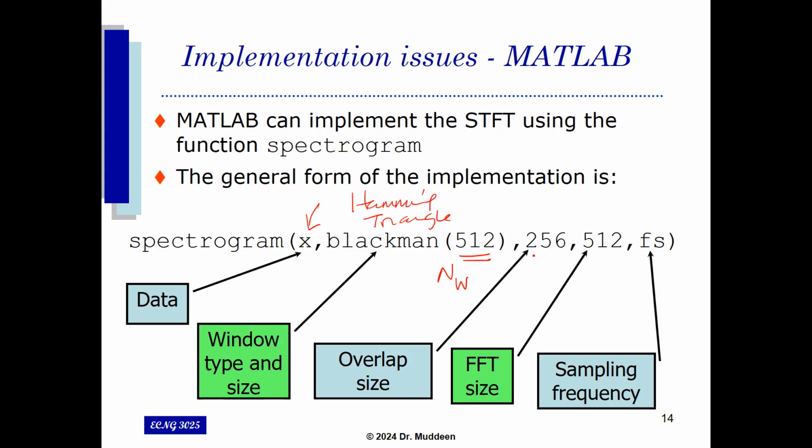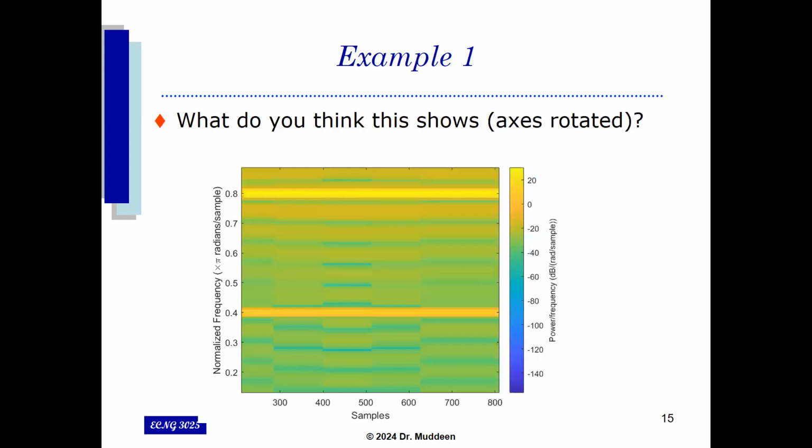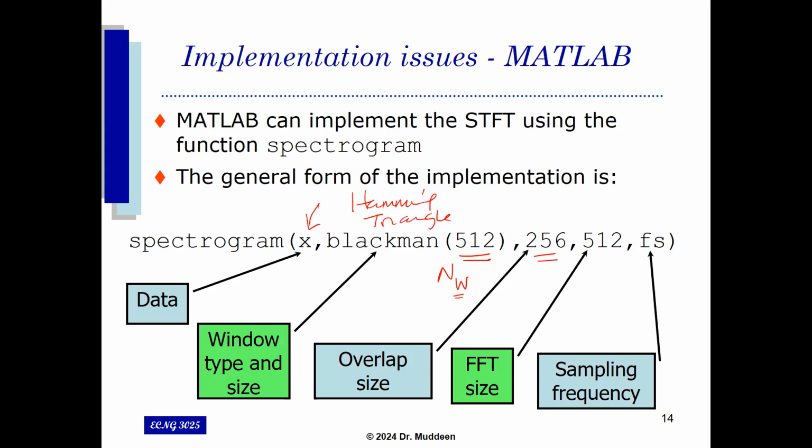The overlap is half of that. The FFT size, well, if I've picked a window of 512, the FFT size is going to be 512. Right? That is the number of bits that the FFT is going to work with. So you remember this, to make it work quickly, this should be a power of 2 to the n, right? So 256, 512, that kind of thing. And of course, you have to give it the sampling frequency. Otherwise, it would not be able to determine the frequency components of each of them.